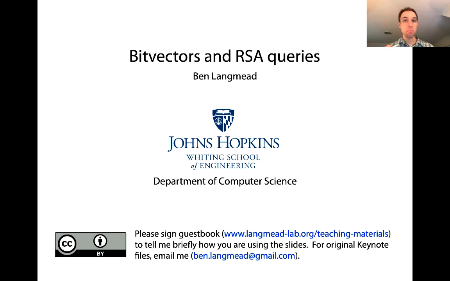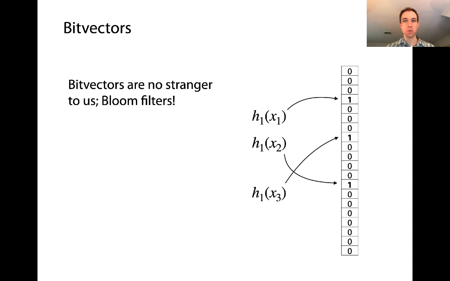So let's talk about bit vectors. Bit vectors are a kind of very simple data structure that we've used elsewhere. For example, you may have seen Bloom filters, and Bloom filters are an example of a data structure that really just consists of a bit vector. It consists of an array of bits that are either set, equal to 1, or unset, equal to 0. And in the case of Bloom filters, we're using the bit vector to represent an approximate version of a set.